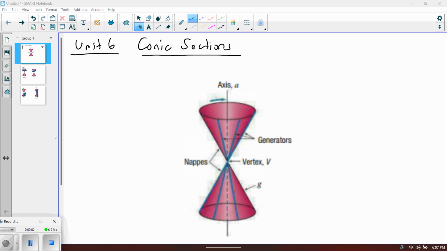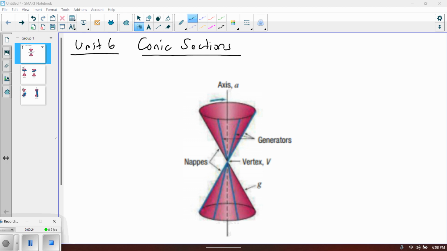All right, so we are getting ready to start Unit 6, which has to do with conic sections. Unlike the other ones, I'm going to do a precursor to this because I think it's good that you understand what conic sections are. So instead of jumping right into 6.1, 2, and 3, we're going to start with a precursor.